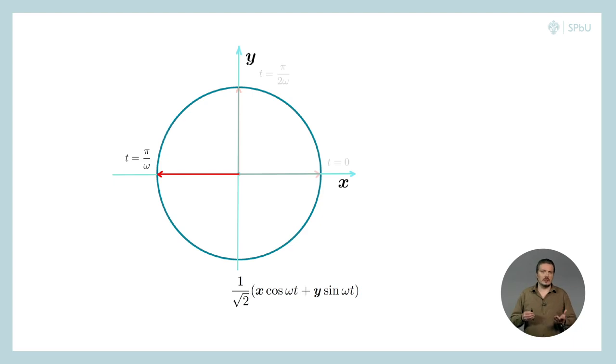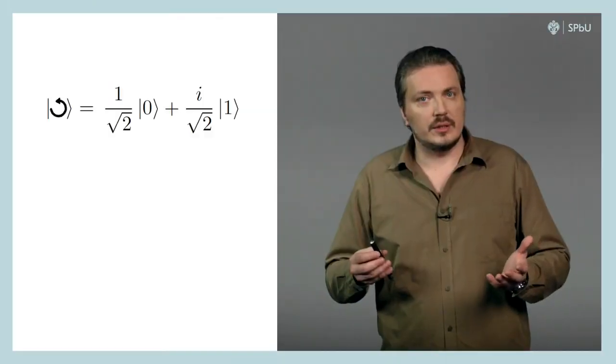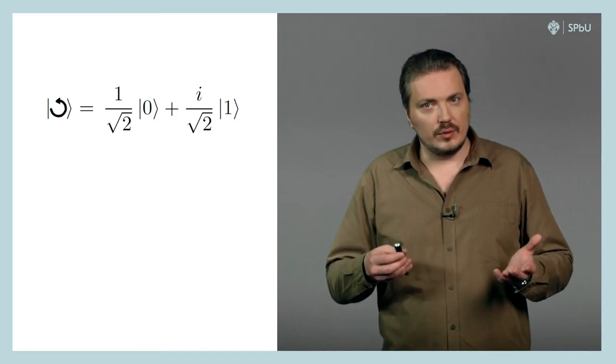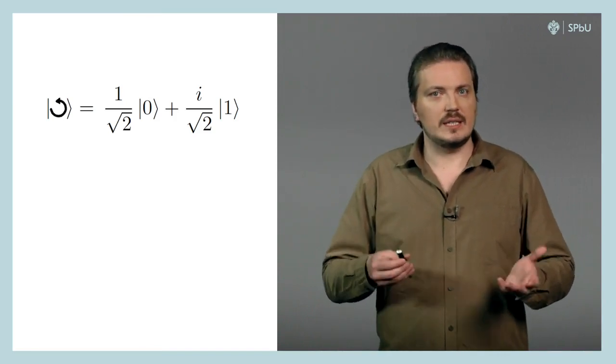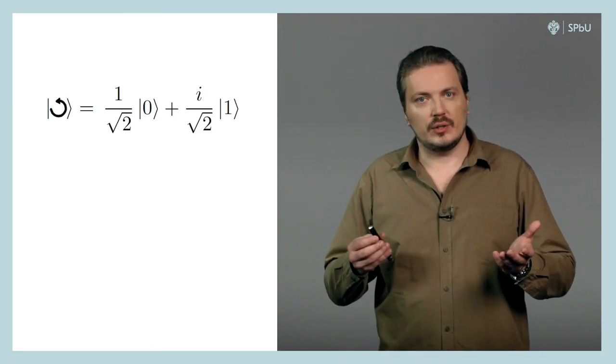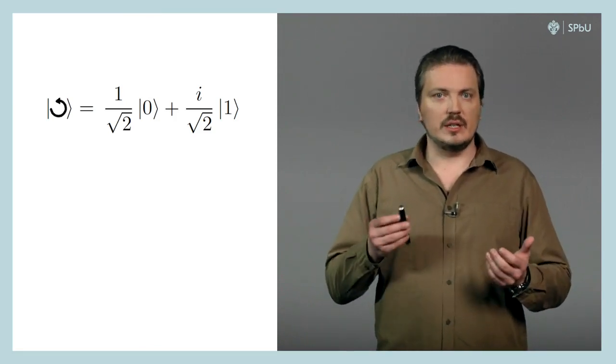When omega t becomes equal to pi, we have again the x-axis, but the value of our function, the electric field, is on the left. It's minus 1. With omega t equals 3 pi divided by 2, it is again on the y-axis, but at point minus 1. And with omega t equals 2 pi, we close the period and return to the initial point. It appears that this state, 0 plus i times 1, defines the state with rotating polarization. And the rotation is counterclockwise.